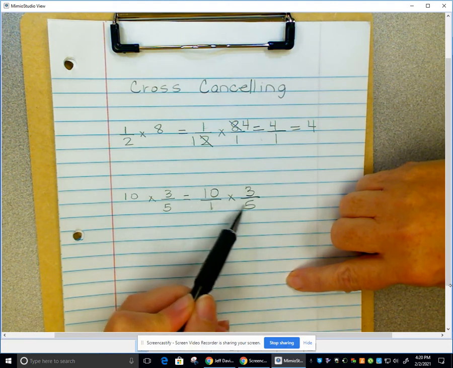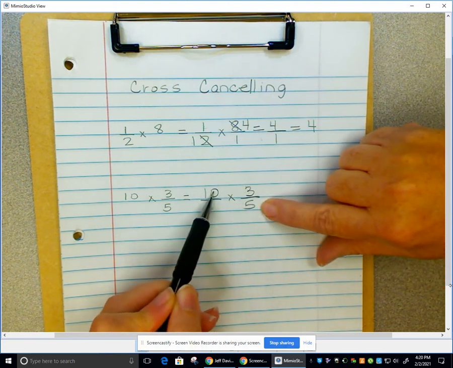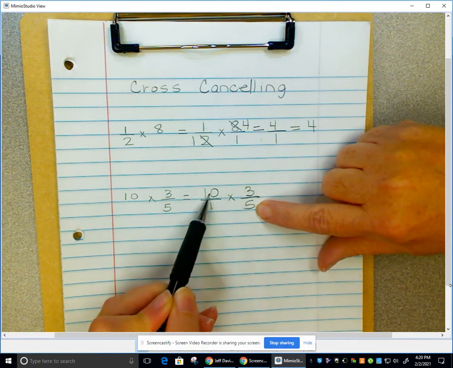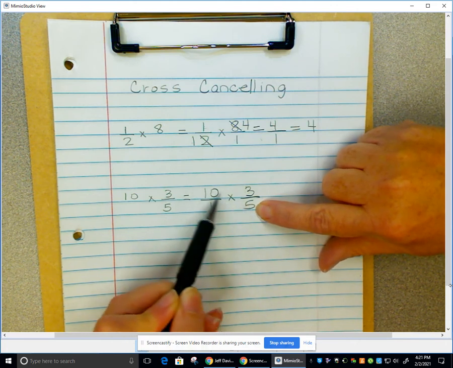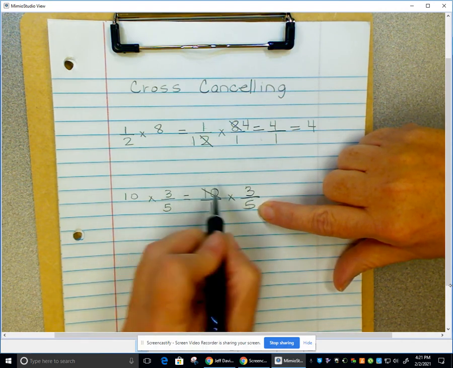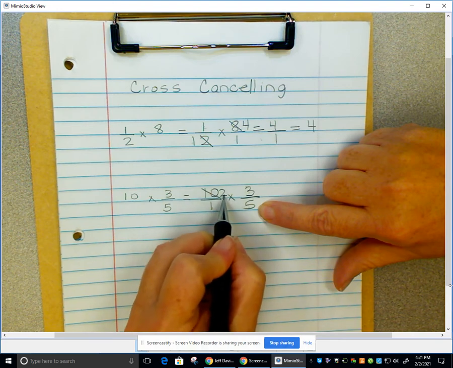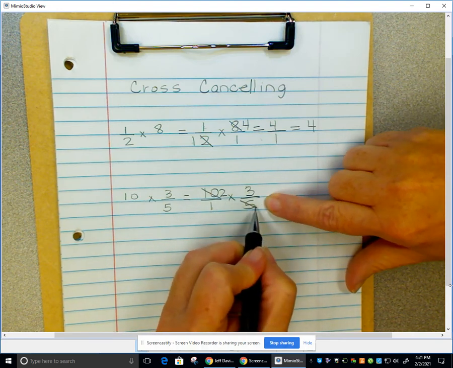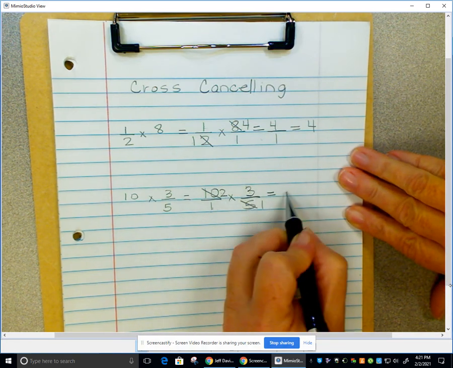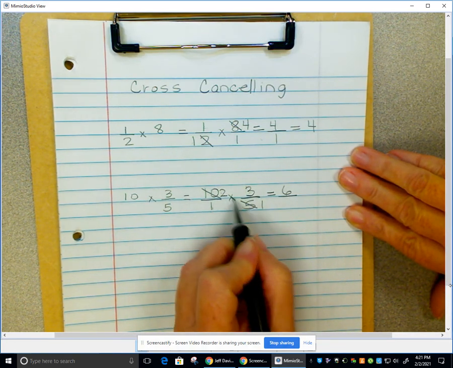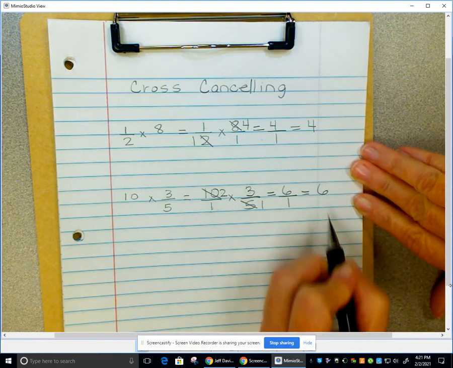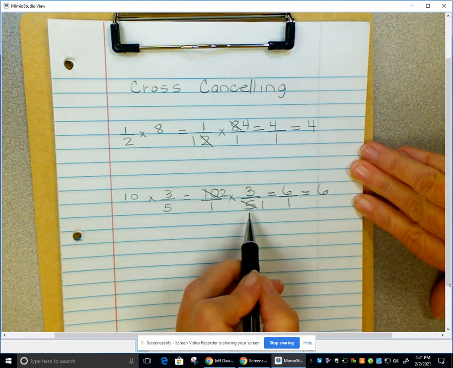Now let's look at these. Look at the 5 and the 10. 5 will go into itself, and 5 will also go into 10. So let's cross cancel. 5 will go into 10 2 times, so we're going to change that 10 to a 2. And 5 will go into itself 1 time. Come across. 2 times 3 is 6. 1 times 1 is 1. So 6 divided by 1 is 6. So that's what cross canceling is.